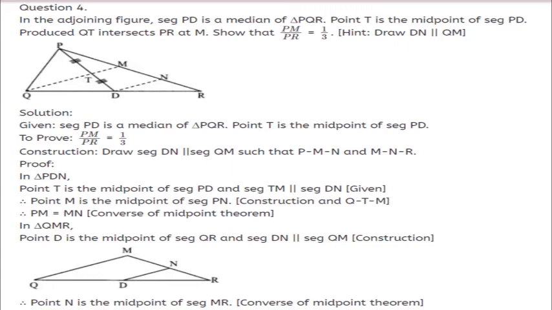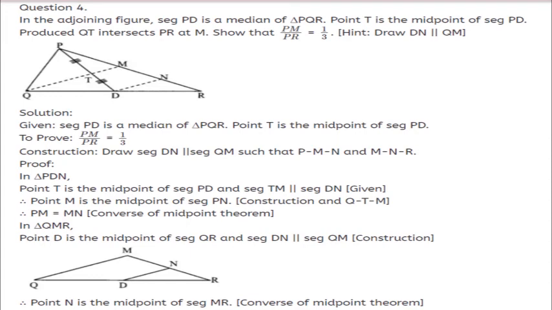Therefore, point M is the midpoint of segment PN, by construction and also since M lies between P and N. Since point M is the midpoint of segment PN, we can write, looking at the figure, PM is equal to MN by the converse of midpoint theorem. I have told you already, for the converse of midpoint theorem, you should have one midpoint and parallelism. If that is given, then you can apply the converse of midpoint theorem. So here we get PM is equal to half of the third side, PM is equal to MN. Because M is the midpoint of segment PN, PM is equal to MN.